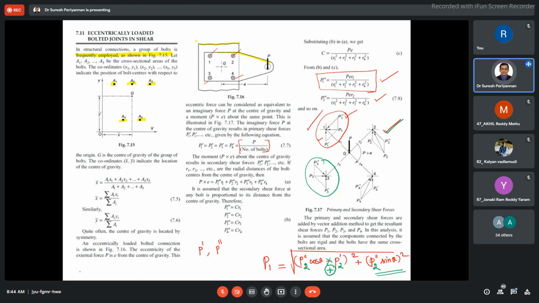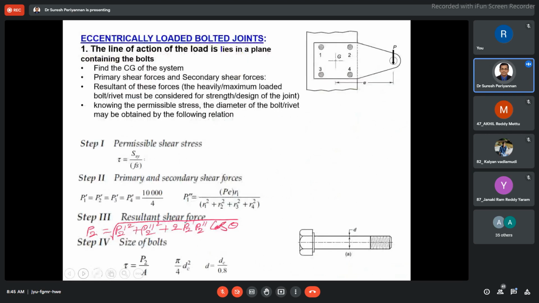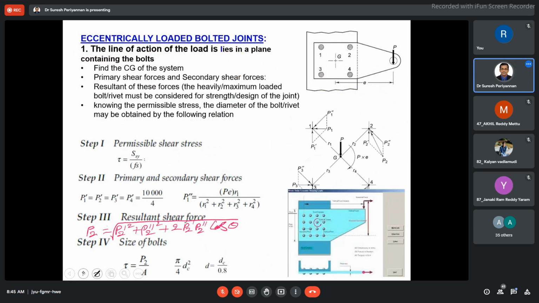Based on these shear forces, we find where the maximum shear force is, and based on the maximum shear force we are able to find the diameter of the bolt. This is the case of the eccentrically loaded shear joint. Now I come to the next one. These are the steps to be followed for designing the bolt while solving the problem. This is the arrangement. It is not only 4 bolts; it may be 6 bolts or 8 bolts, depending on applications. We have to use the appropriate number of bolts.